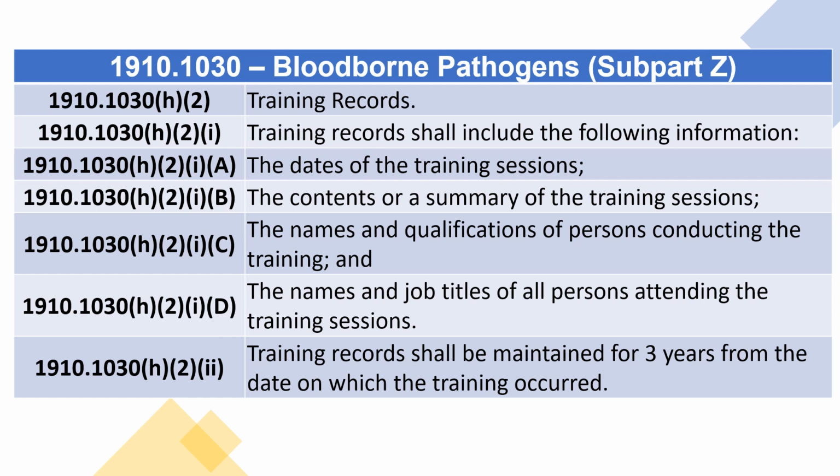1910.1030 H2. Training records. 1910.1030 H2.I. Training records shall include the following information, 1910.1030 H2.I.A through D: the dates of the training sessions, the contents or a summary of the training sessions, the names and qualifications of persons conducting the training, and the names and job titles of all persons attending the training sessions. 1910.1030 H2.2. Training records shall be maintained for 3 years from the date on which the training occurred.